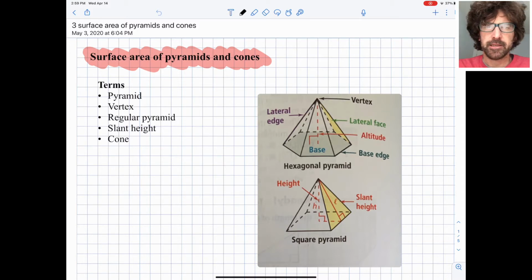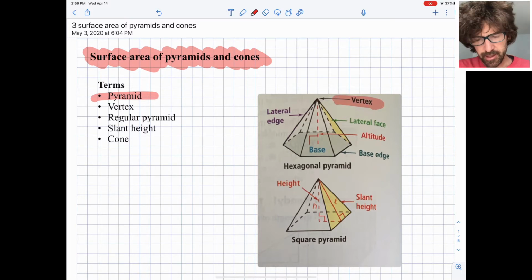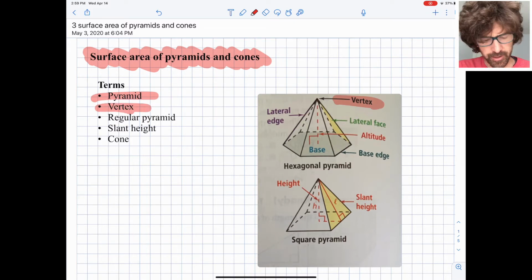So a pyramid is a three-dimensional solid that has a base that could be any sort of polygon: square, triangle, pentagon, etc. And its faces tip together and merge at a point called the vertex. Okay, just really what you imagine a pyramid to be. So the vertex is that top point where the faces join.